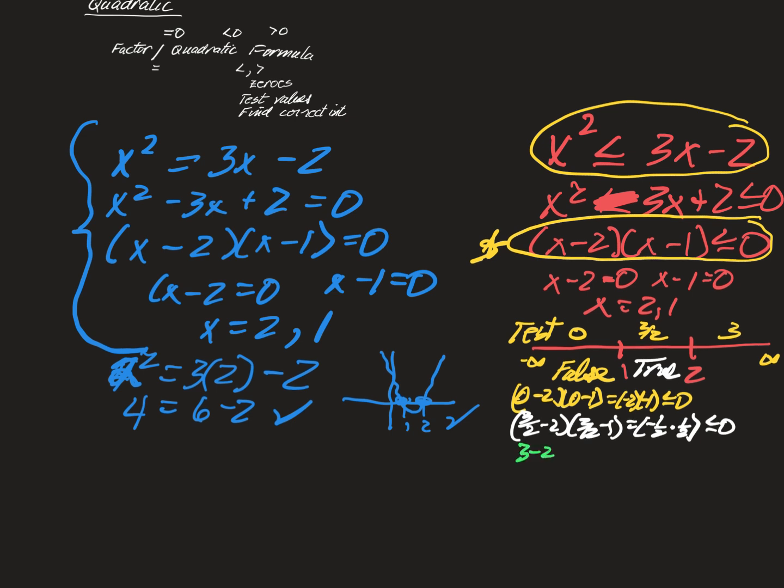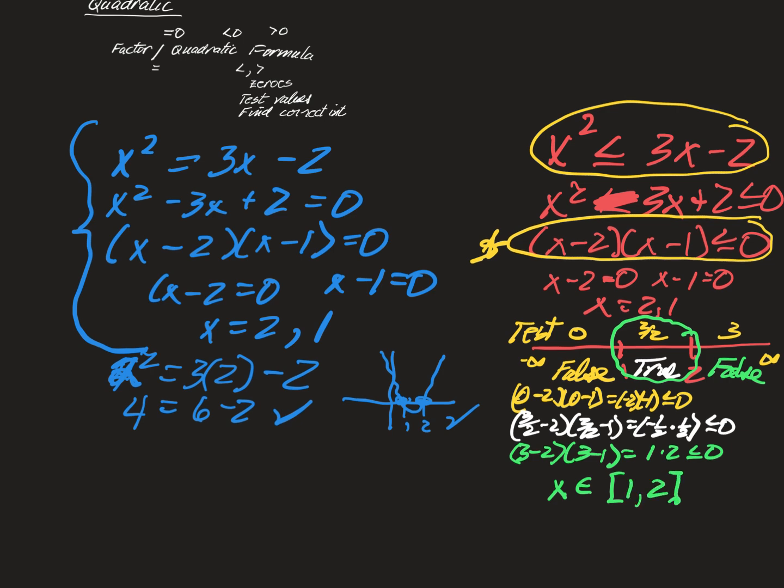Then I go ahead and do the last one, 3. So I get 3 minus 2 and 3 minus 1, which is equal to 1 times 2. Is that less than or equal to 0? And that is false. And so the interval that we choose is the one that is true. Now, this is less than or equal, and since it can be equal, we would include the 2 endpoints. And so we could then say that x is an element of the interval from 1 to 2.